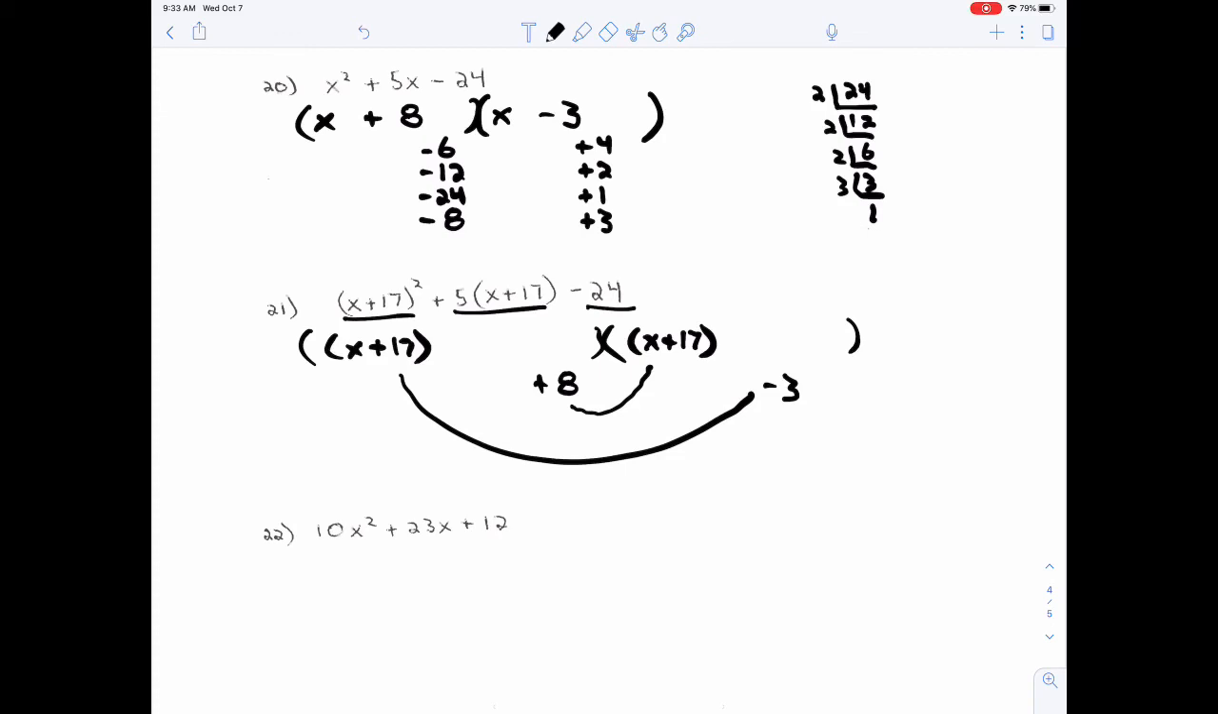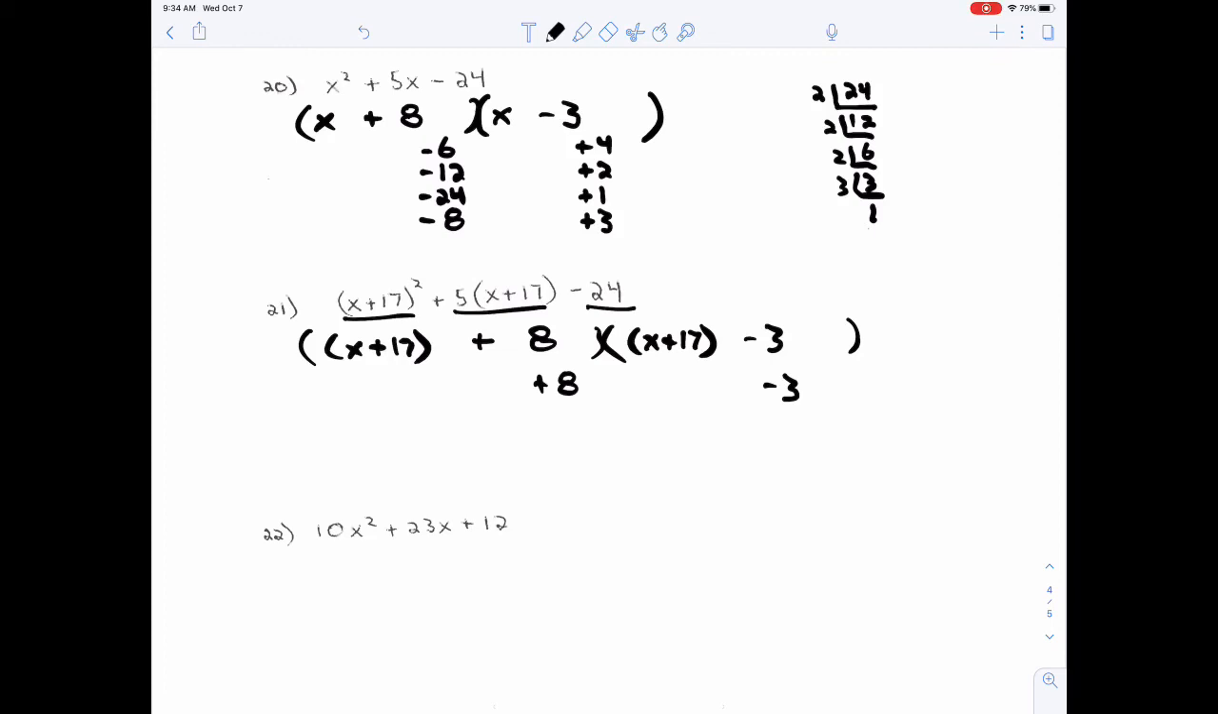Okay, so let's put +18. Let me get rid of these arrows. Okay, let's put, not 18, +8 and -3. And do you want me to point out something to you? Look at problem 20 and problem 21. They're the same problem, except in 20, you just have an x. In 21, you have an x plus 17. Other than that, look at it. They're the same thing. Something squared plus 5 times that thing minus 24. They factor the exact same way.